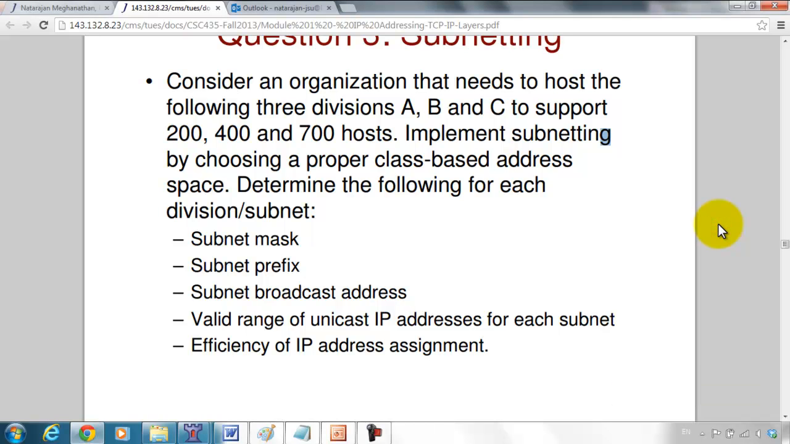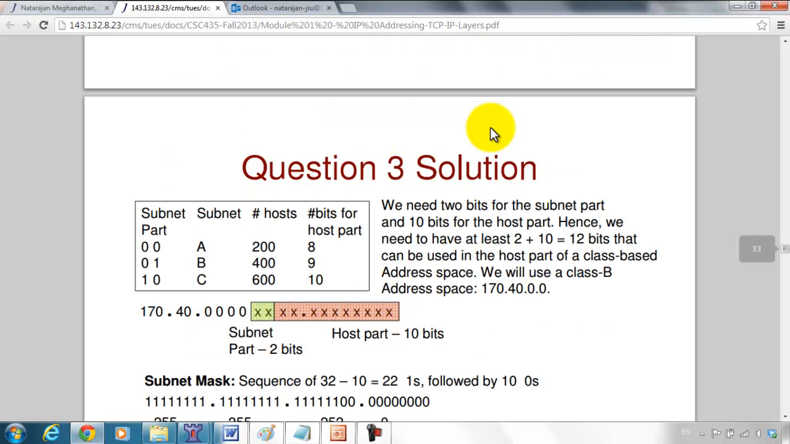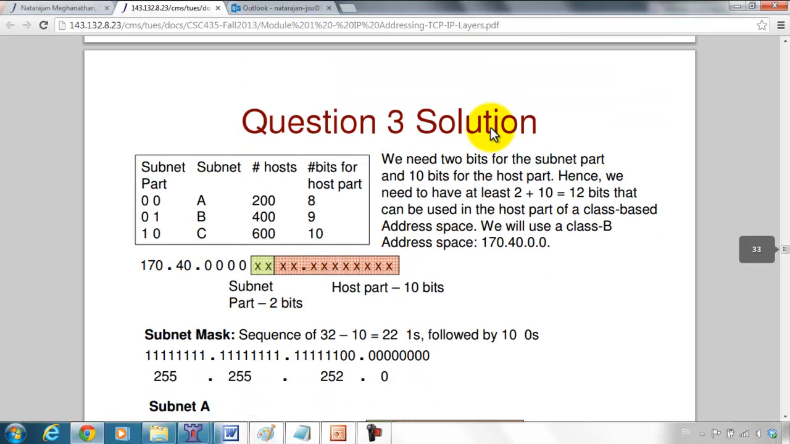Okay, so now let's do an example that requires us to use a class B address space. So we have three subnet divisions that need support for 200, 400, and 700 hosts. Okay, so let's try to find out the number of bits needed for each subnet for the host part.